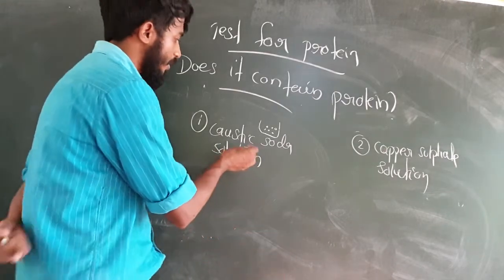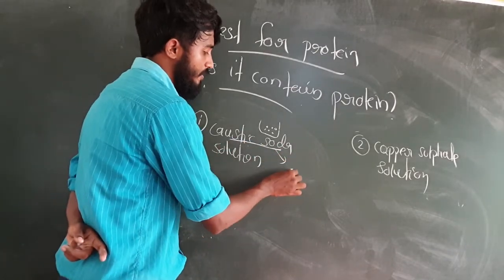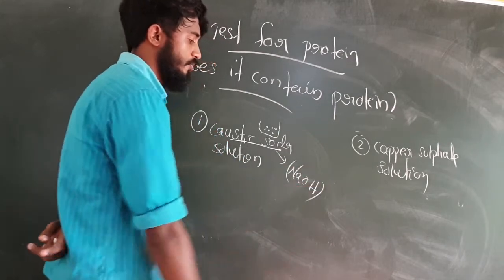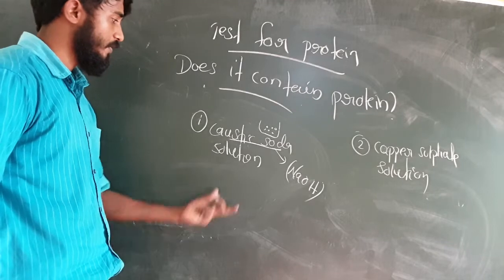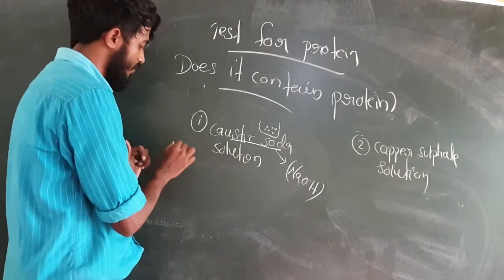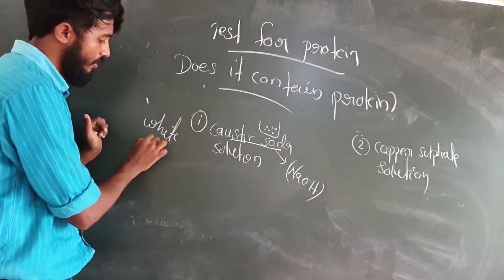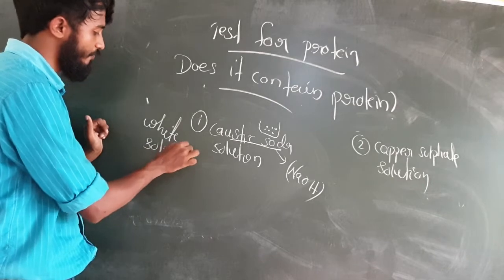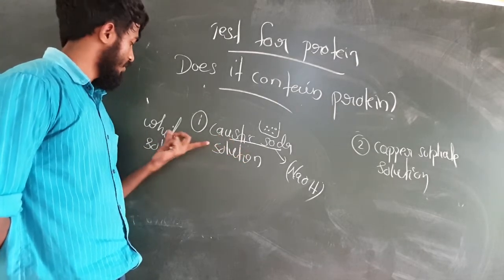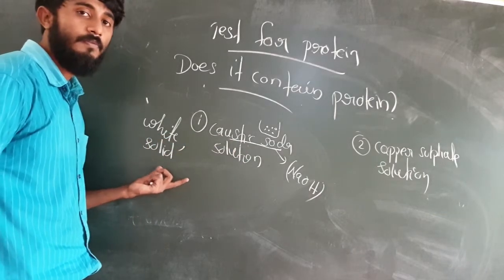Okay. So what is caustic soda? Caustic soda means sodium hydroxide. This is sodium hydroxide. It appears white in color and solid in form.